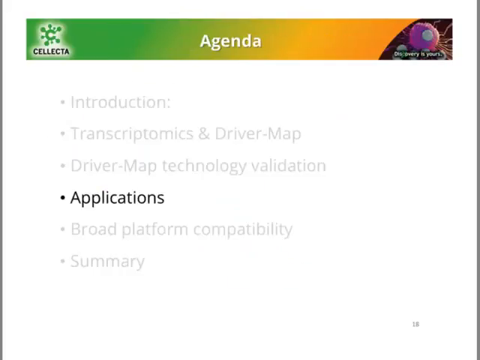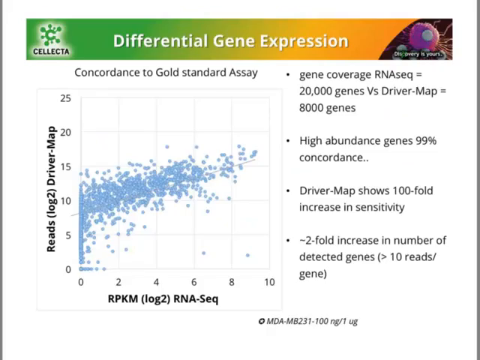Having said that, what can it do? In the next few slides, let me walk you through how this assay performs. To start with, differential gene expression is one of the applications. You can use this platform for that. We tried to compare it with the gold standard. RNA-Seq is definitely, as you all know, the gold standard for this effort. Just to compare, if your RNA-Seq is looking at 20,000 genes, this DriverMap is around 8,000. So we've tried to map all the genes that overlap between the two platforms.